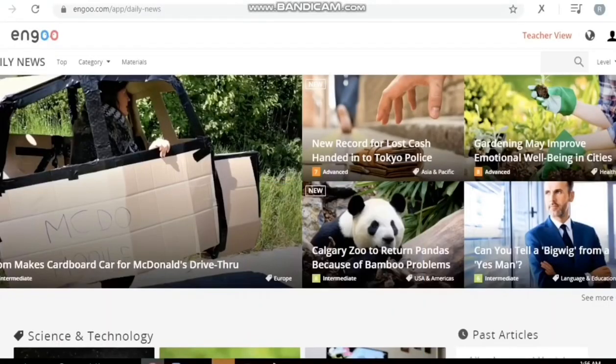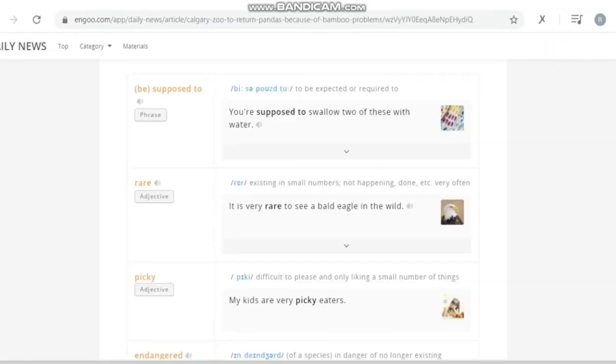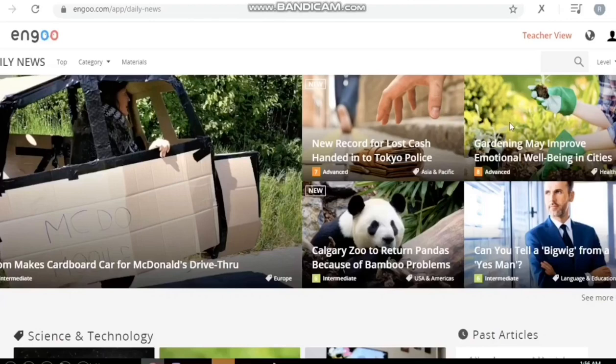Now, this is how the lesson material looks like for daily news. Sometimes the student already will choose a topic, but if not, you can ask which topic he wants to choose for today's lesson. First things first is introduce the title of the topic. So introduce, so say for example, this one, ask questions related to the topic. Say for example, the student chose gardening may improve emotional well-being in cities. So first one, you will introduce the topic title.